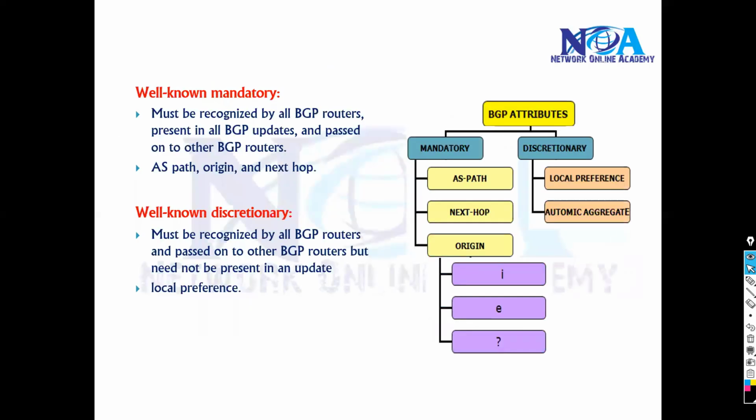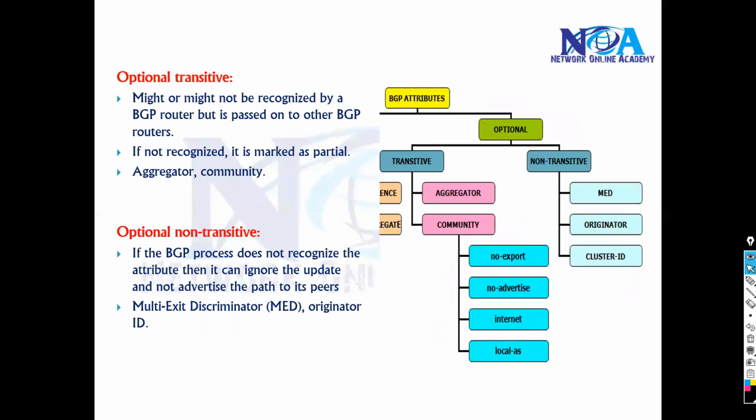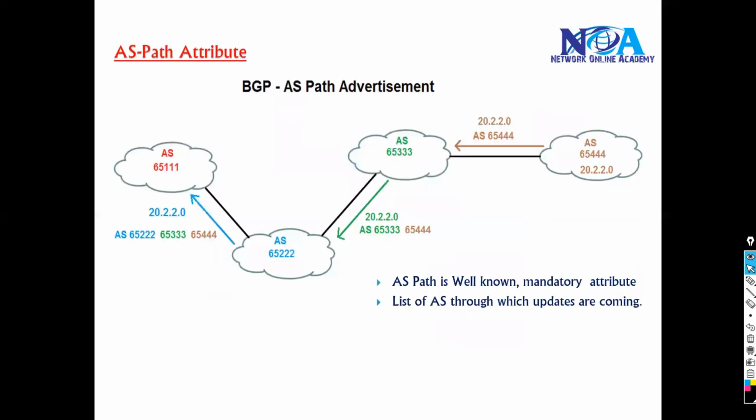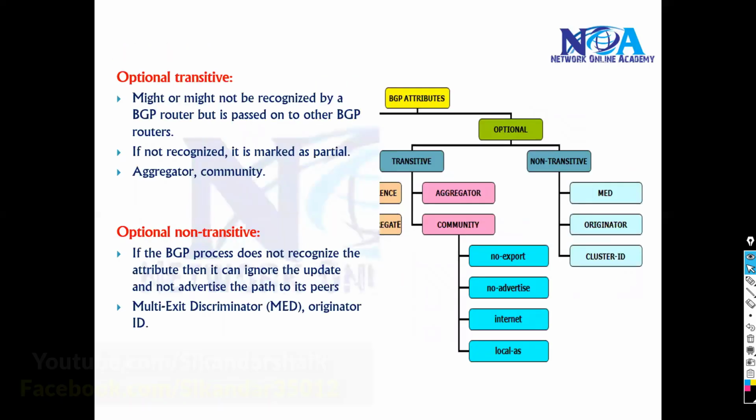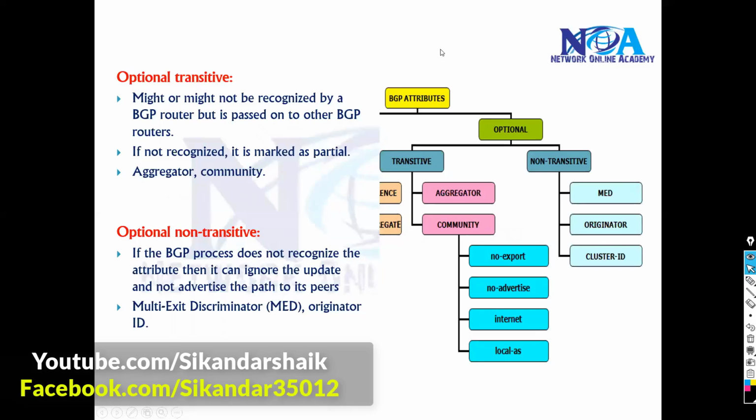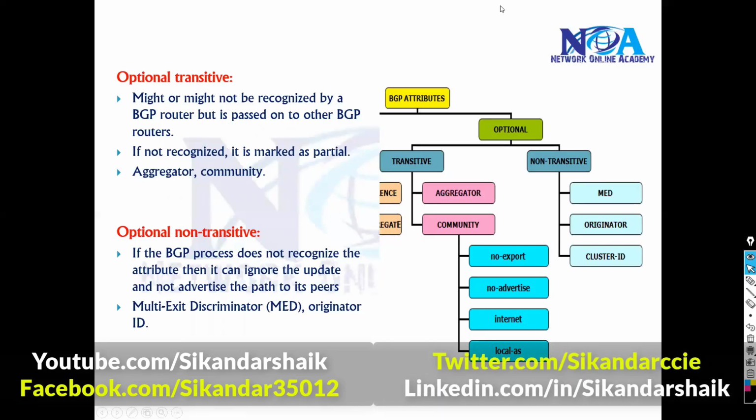Again, these are the definitions. Well-known means recognized by all vendors. Discretionary means it may or may not be present in the update. Optional transitive might or might not be recognized, but it will be passed on. Whereas in non-transitive, even if the router does not recognize it, it will simply ignore it and will not advertise it to its peers. The same thing I have explained here.